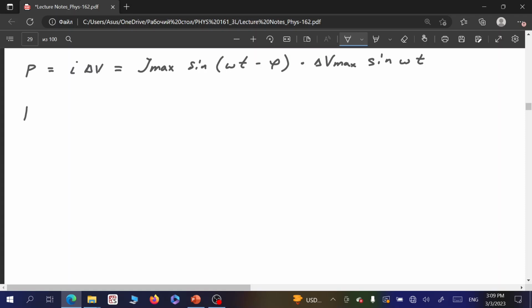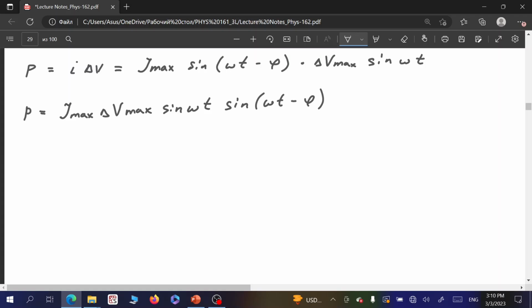So we have for instantaneous power I maximum times delta V maximum times sinus omega t times sinus omega t minus phi. So that's time dependence for electric power, which is dissipated over some AC electric circuit.